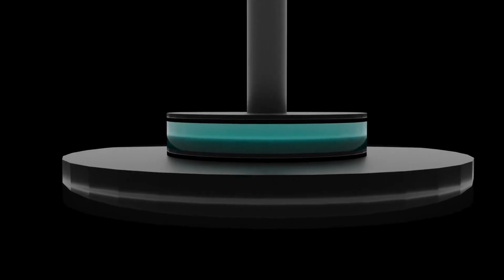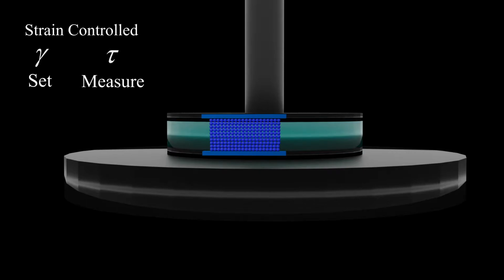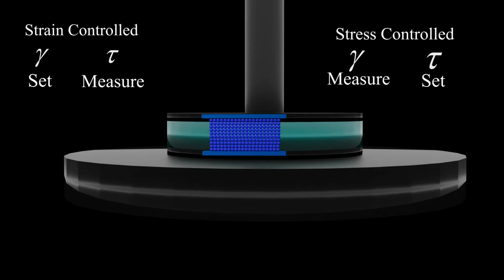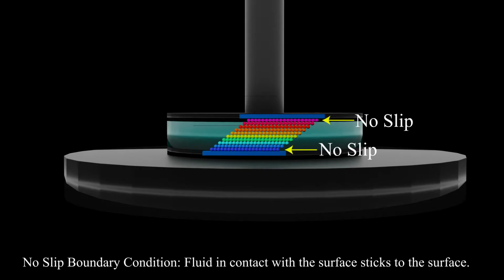Then, depending on the type of shear rheometer, the fluid is subjected to a shear strain and the resulting shear stress is measured, or the fluid is subjected to a shear stress and the resulting shear strain is measured. This is typically done by rotating the top plate that the fluid is in contact with. The layers of fluid in contact with the plates are stuck to the plates and move at the same speed as them. This is known as the no-slip boundary condition.